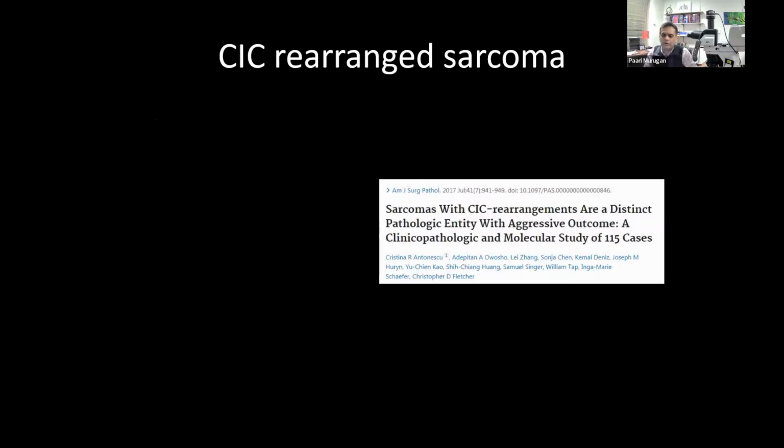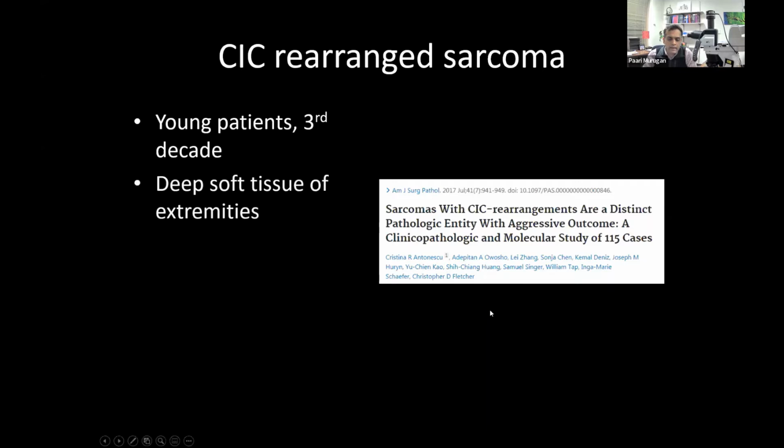So this is the paper I was talking about that Dr. Antonescu and colleagues published in 2017, a very large study of the CIC rearranged sarcoma, about 115 cases. We learned a lot from this project. We know that this tumor typically occurs in younger patients in their third decade, although if you remember, our patient was 66 years old. So this is an outlier. You can get patients in an older age group too, but typically it occurs in younger patients in their third decade. And as happened in our case, the deep soft tissue of the extremities is a classic location.